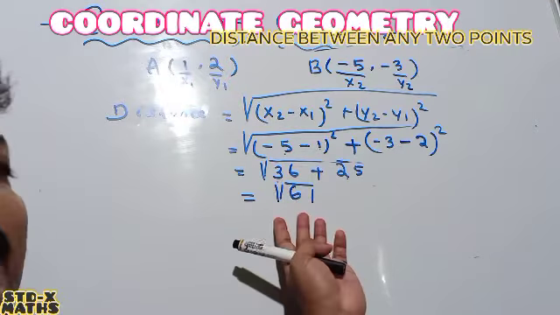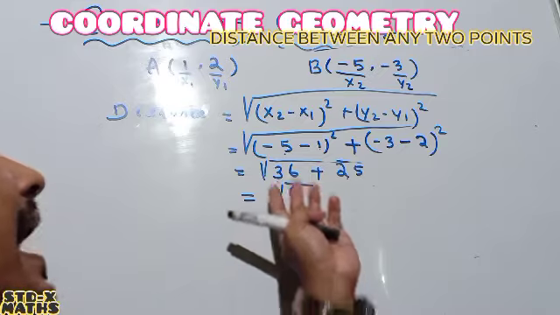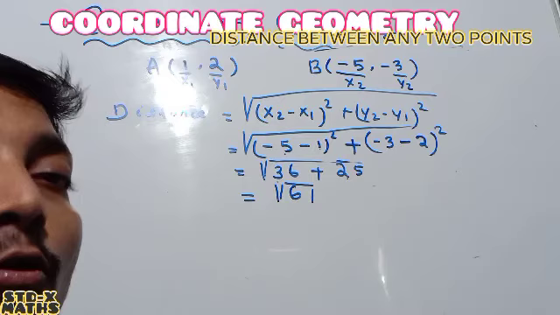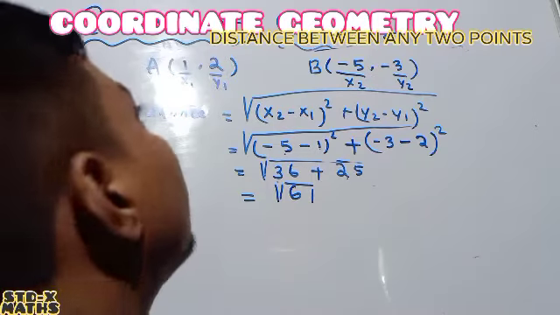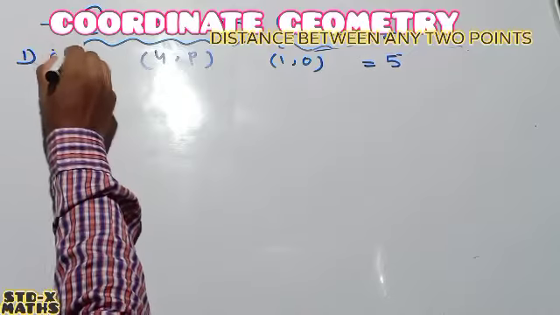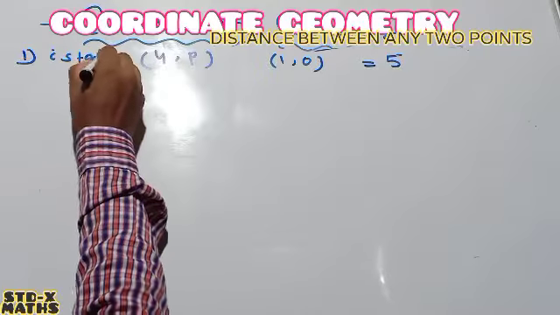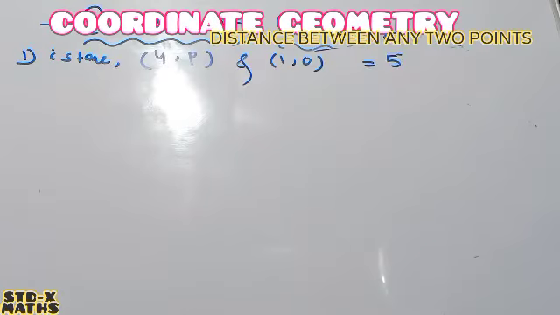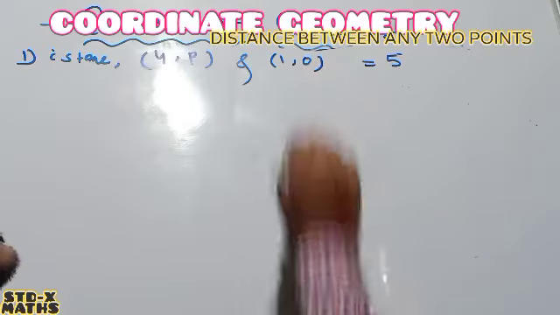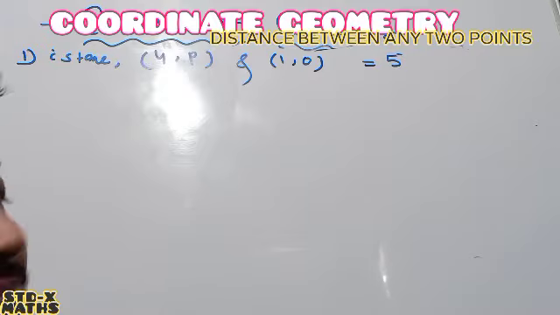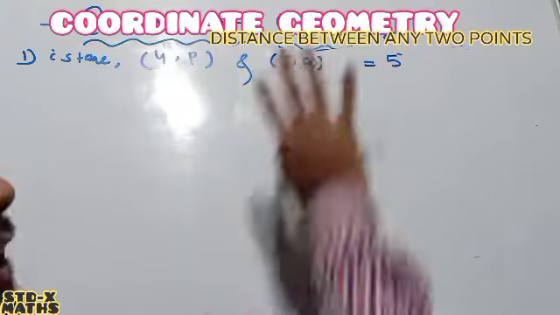Also the same question can come in different ways. It means the distance will be given, and one of the coordinates will not be given. How to solve? I am just showing. Everyone see, the question says that the distance between this point and this point is 5. The distance is already given, so you have to find the value of p.